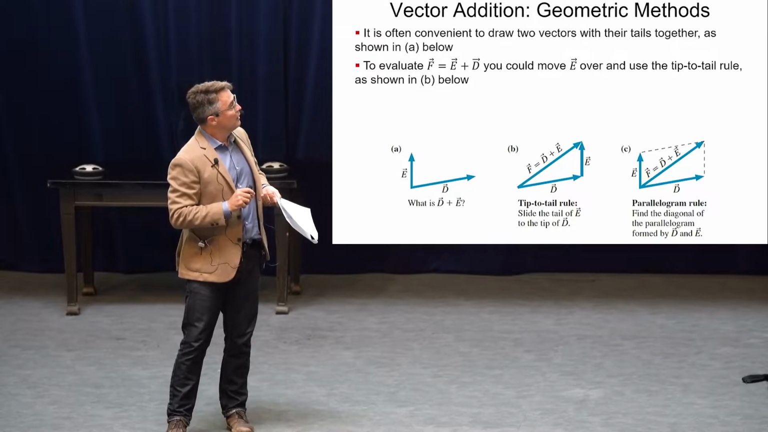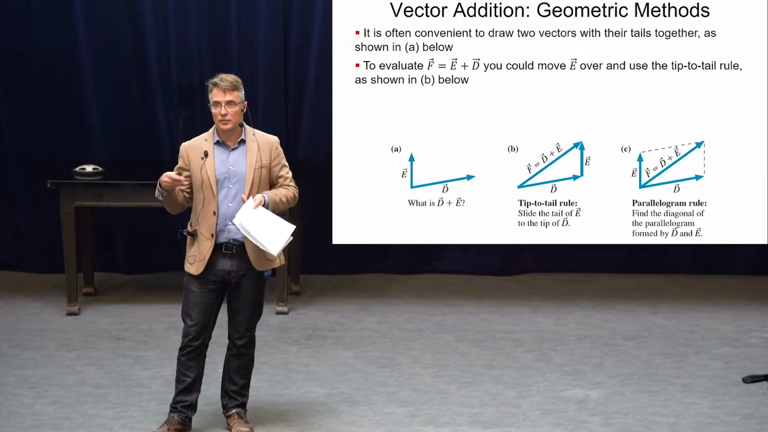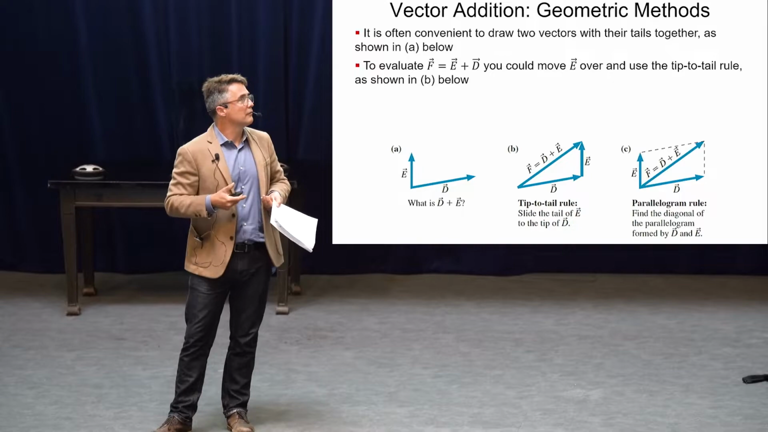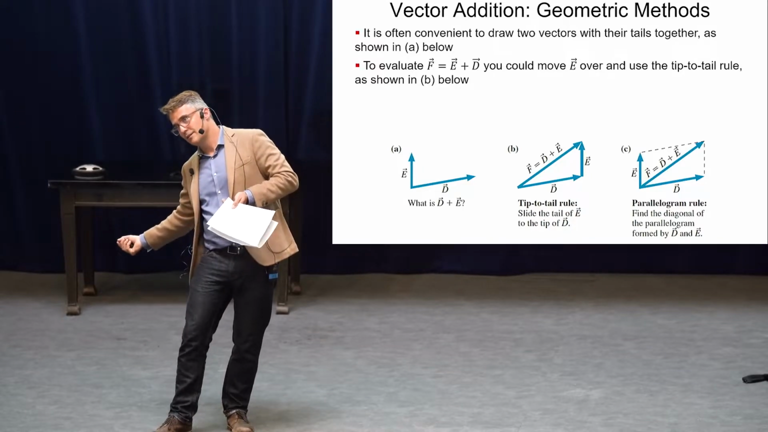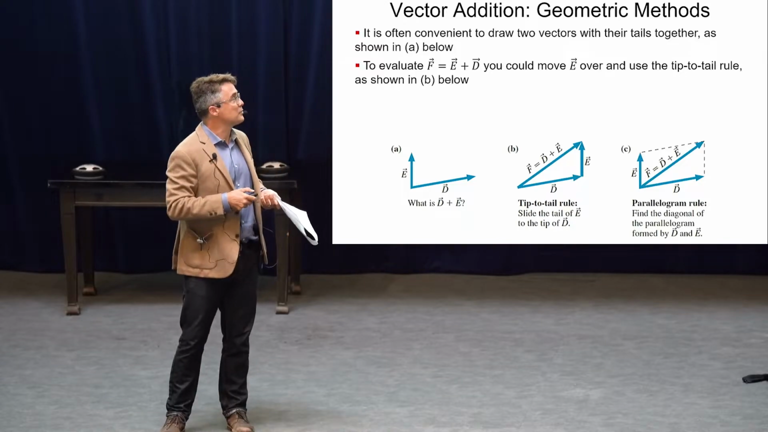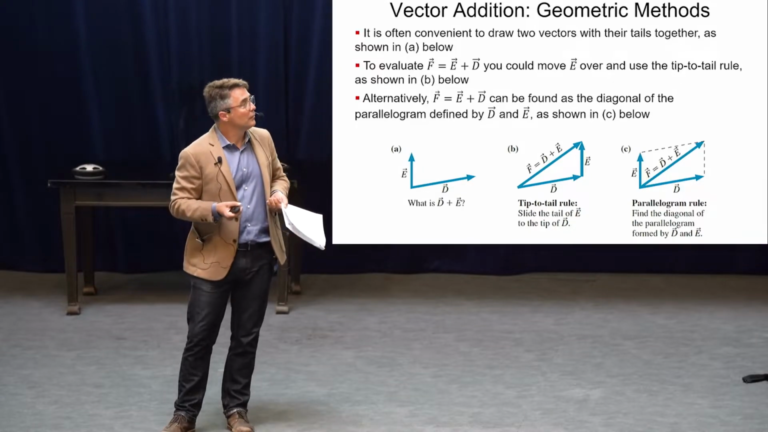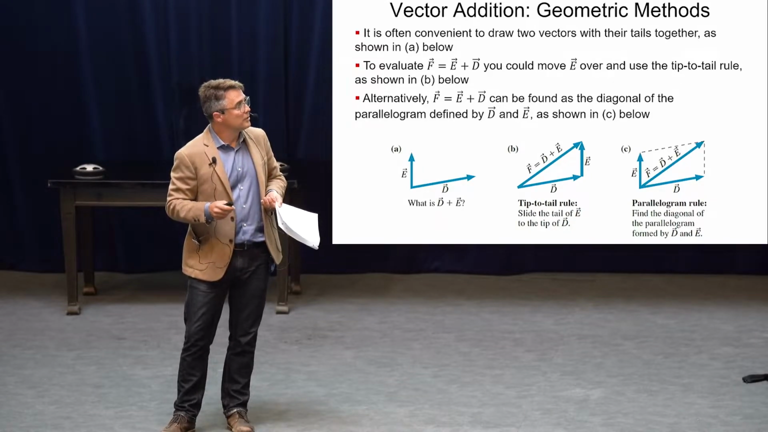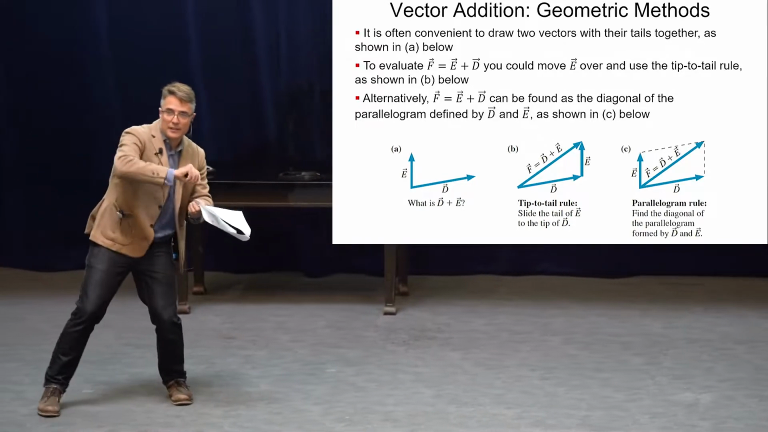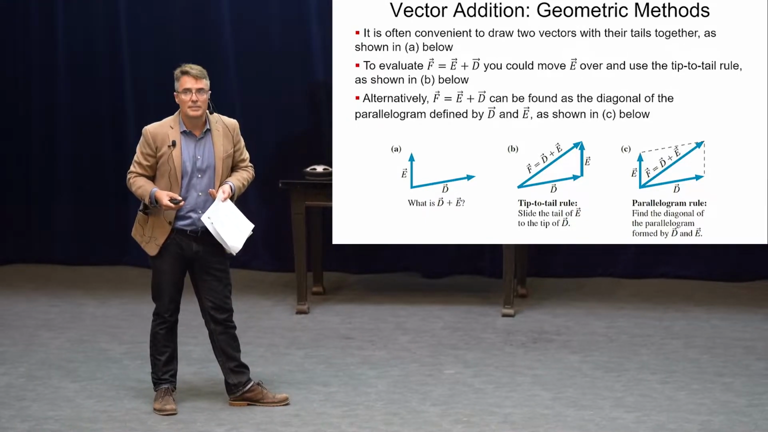And then to evaluate the sum, what you do is you connect the tail of the second vector to the head of the first vector, and then draw a new vector that goes from the tail of the first to the head of the second. That's what's done in the tip-to-tail rule. Alternatively, some people use what's called the parallelogram rule, which is that you leave them with their tails connected and then make a parallelogram, and the diagonal across that parallelogram is the vector sum. Same answer both ways.